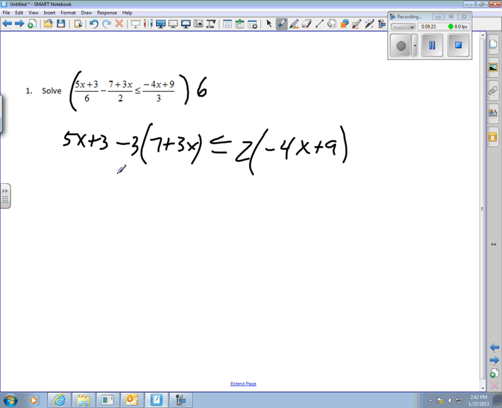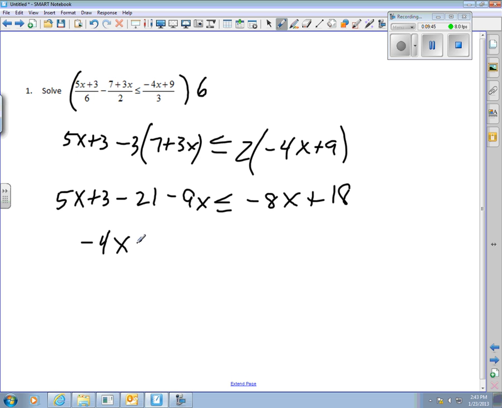The next step, I'm going to get rid of all these parentheses. I get 5x plus 3 minus 21 minus 9x is less than or equal to negative 8x plus 18. Simplifying my like terms, 5x and negative 9x gives me negative 4x. 3 and negative 21 gives me negative 18. And I get less than or equal to negative 8x plus 18.